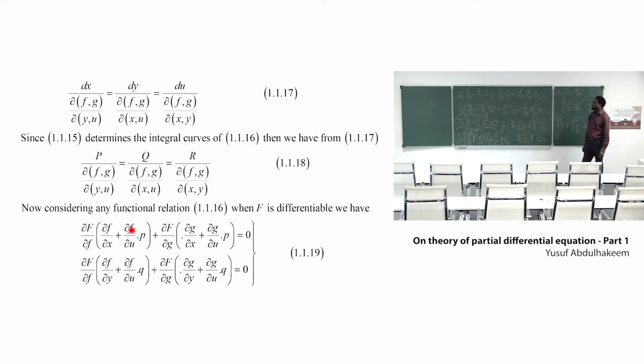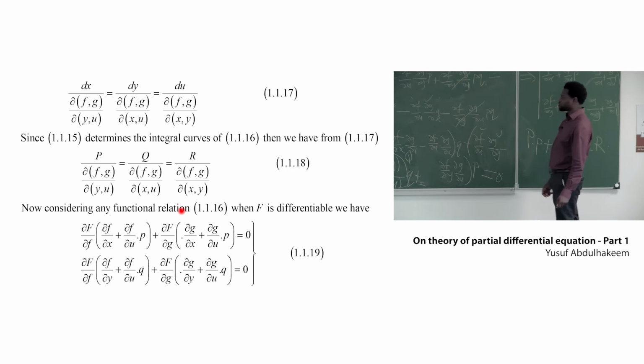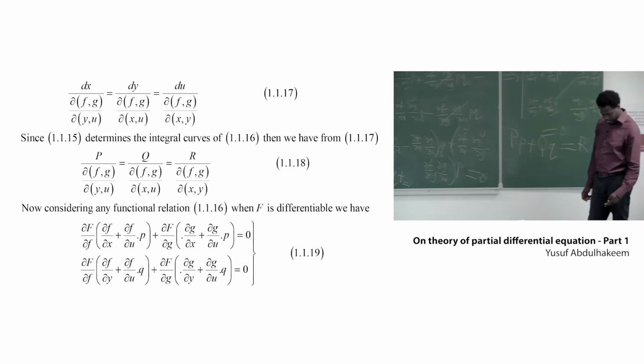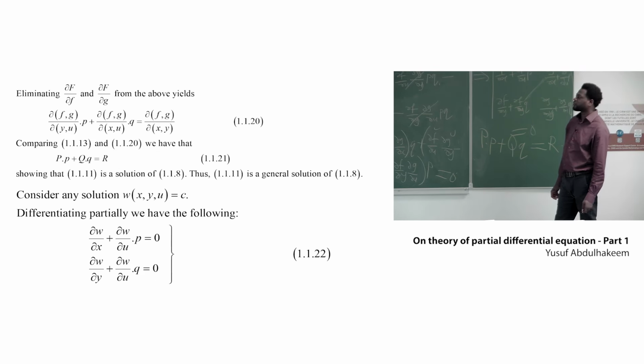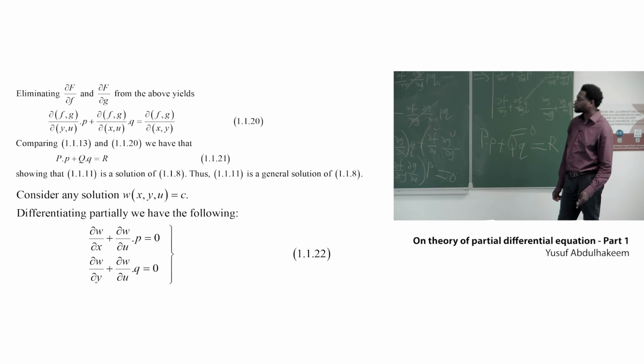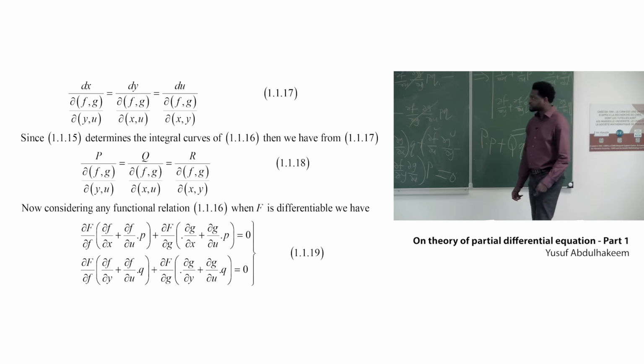And then since 1.1.15 determines the integral curve of this, from 1.1.17 we can see that we have this. Now, considering any functional relation where f is differentiable, we have this equation. Of course, we can still remember this equation. This is where we started from, that we used to derive the general Lagrange's linear equation. So from here, we can answer it. If you come here and we eliminate the f, and we also eliminate this, surely we are going to have this equation.